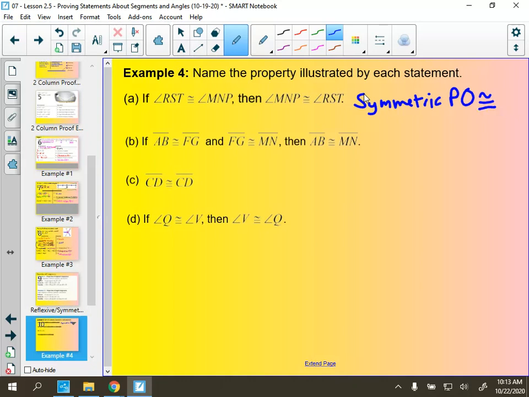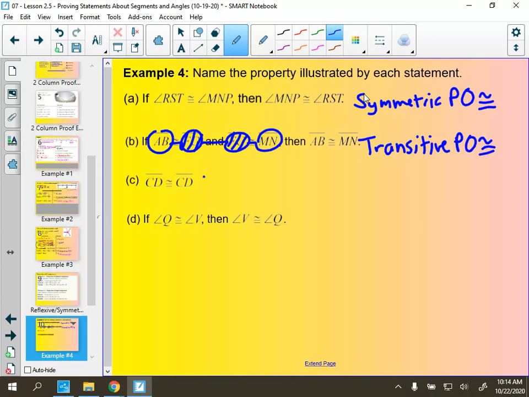Second one, or part B, AB is congruent to FG. That same FG is congruent to MN. If we cut out that overlap, AB gets connected to MN. That is a definite example of our transitive property of congruence.